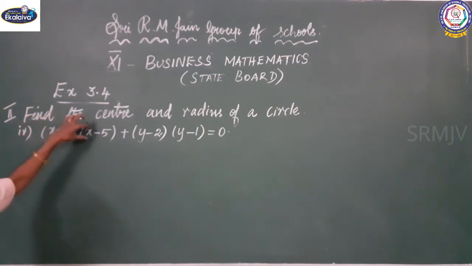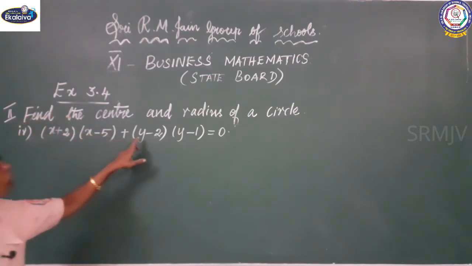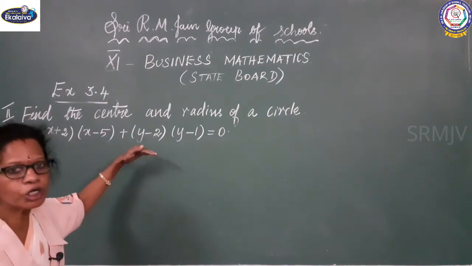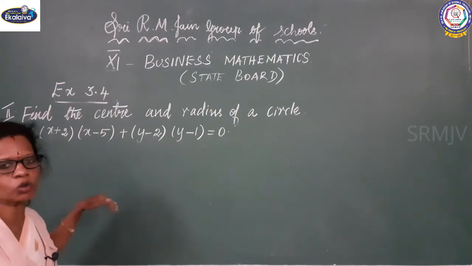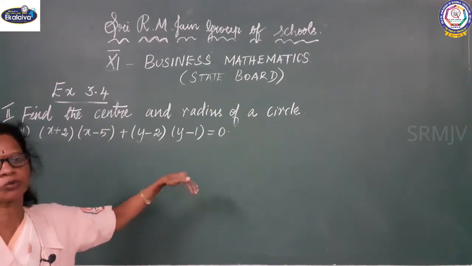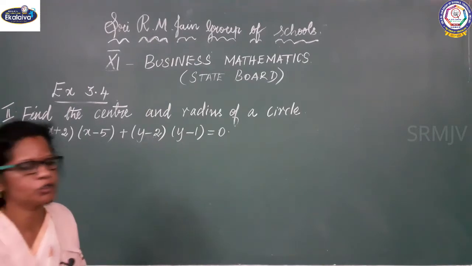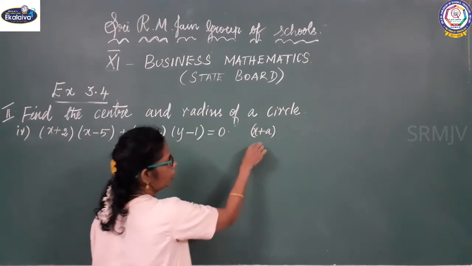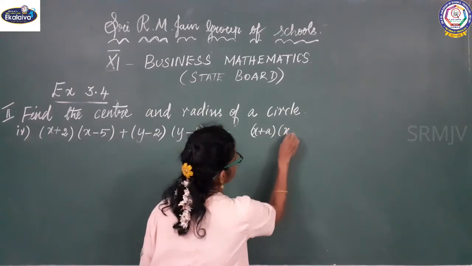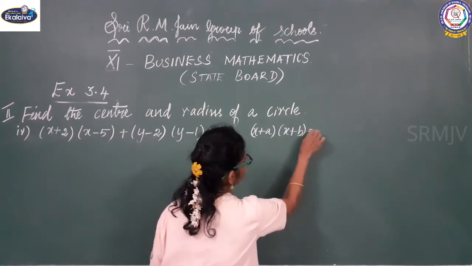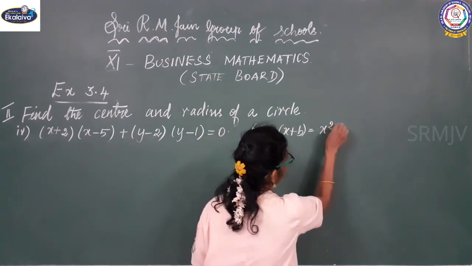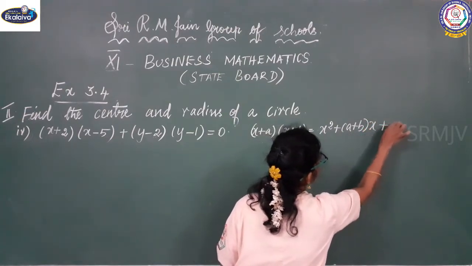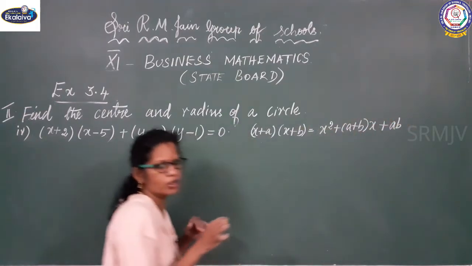(x + 2)(x - 5) + (y - 2)(y - 1) = 0. You are going to convert this into the format x² + y² + 2gx + 2fy + c = 0, right? For (x + a) and (x + b), you are going to use the identity (x + a)(x + b) = x² + (a + b)x + ab, right?